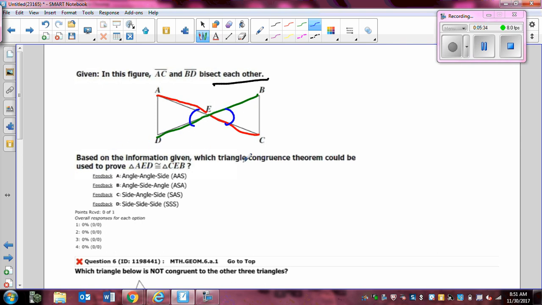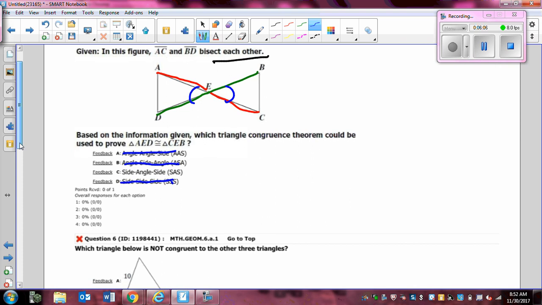So, based on the information given, which triangle congruent theorem would be used to prove that these two triangles are congruent? Is it going to be angle, side, angle, side, angle, side, angle, side, side, side, side? We do not have all three sides. We do not have A, D, and B, C. So I guarantee you it's not going to be D. Use your process of elimination. We actually have two sides, so it can't be one with just one side, right?